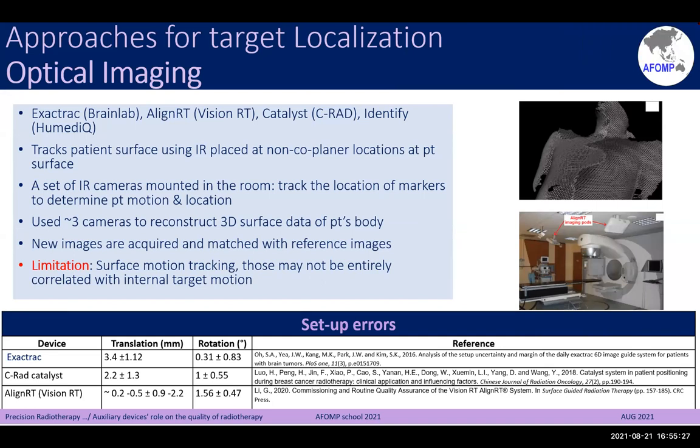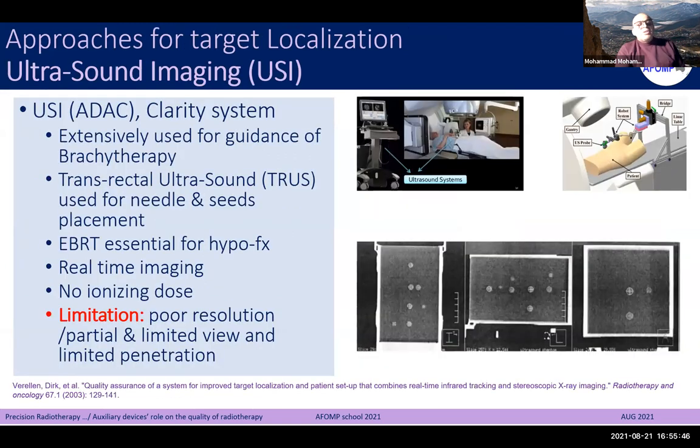Okay. Limitation of surface motion tracking is that the surface might not be correlated with the internal target. There are three papers I have included here for each of these devices. Because of lack of time, I'm not able to discuss them in depth.